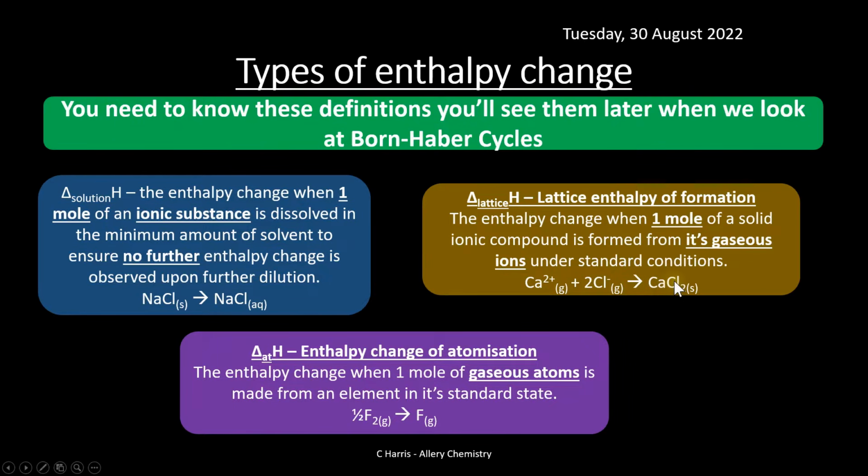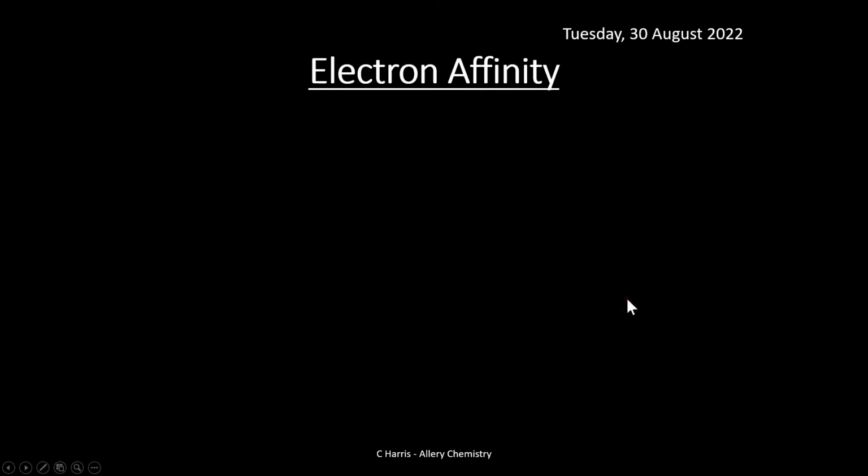This is calcium chloride, for example, CaCl2. To make that, we need calcium ions and 2 chloride ions. These are all in the gaseous state, but we're forming the compound in its standard state, and basically this is the energy change to do that. A lot of this is very theoretical, as you can see, because where are you going to get these from in reality? But all will become clear when we do the cycle.